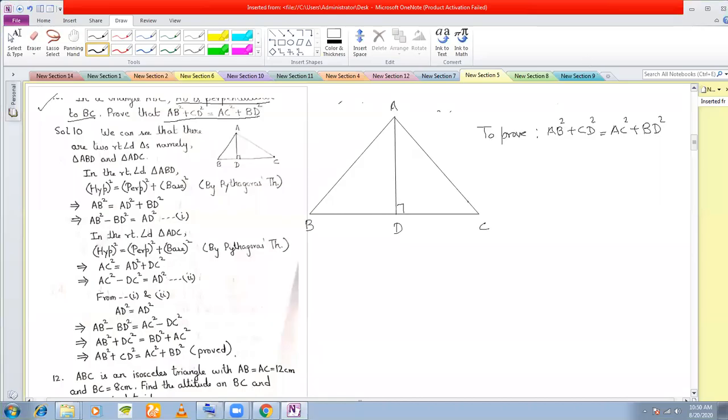So let us try to prove this. Given that triangle ABC has AD perpendicular to BC.